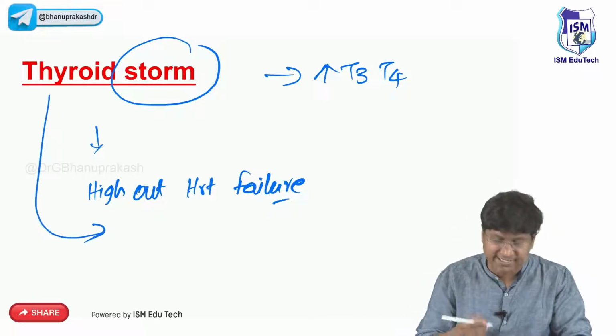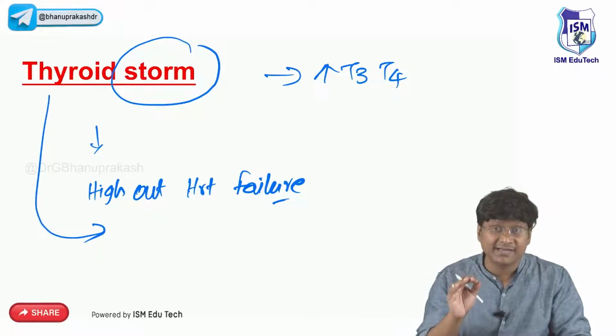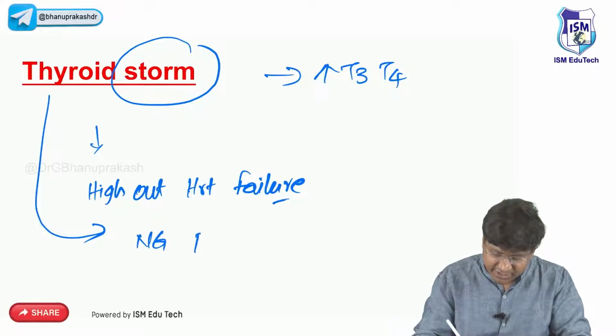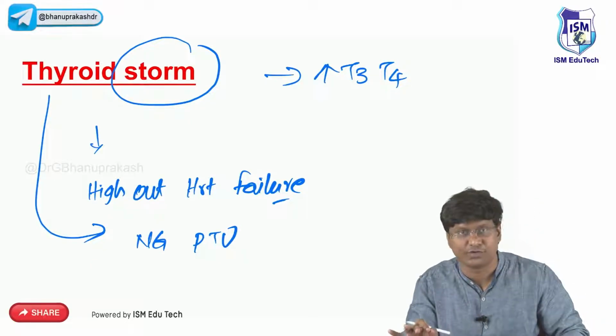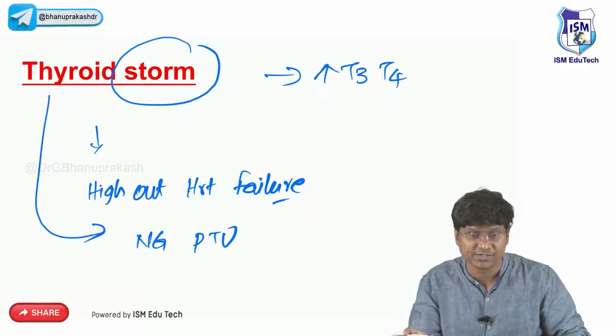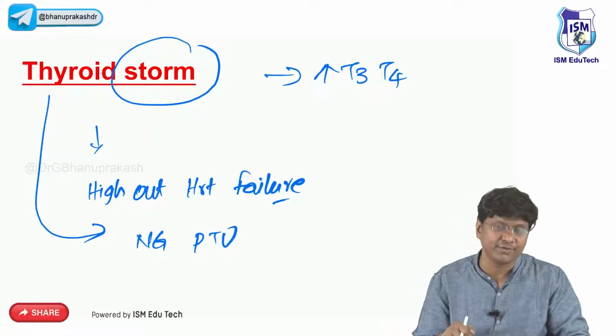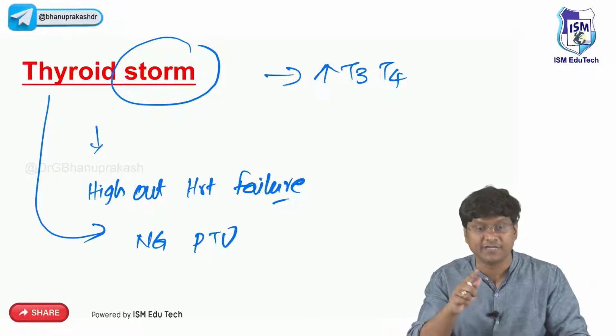Then how do you manage these patients with thyroid storm? The drug of choice will be nasogastric propylthiouracil. That will be the drug of choice. Okay, that will be the drug of choice, right? And this nasogastric propylthiouracil will prevent the conversion of T4 to T3.